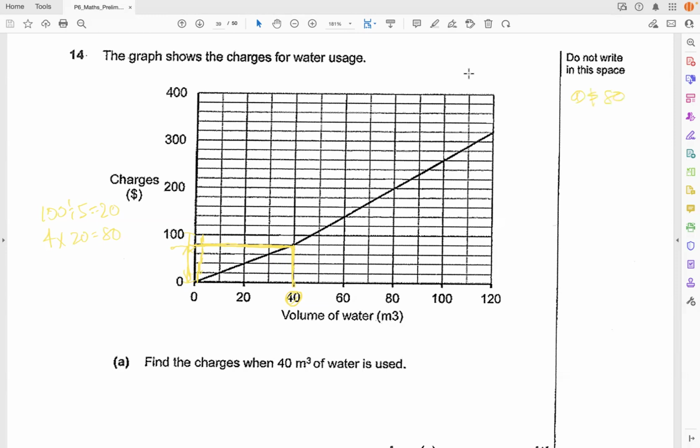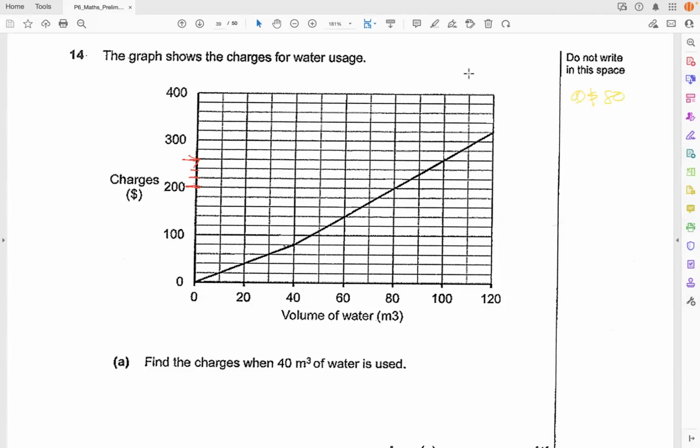Now part B. The Lee family paid $260 for the volume of water used in July. What was the volume of water used? Let me clear this so that I have space and no confusion. 260 is where? So this is 200, and every interval is 20, right? We calculated that earlier. So 200, 220, 240, 260 is here.